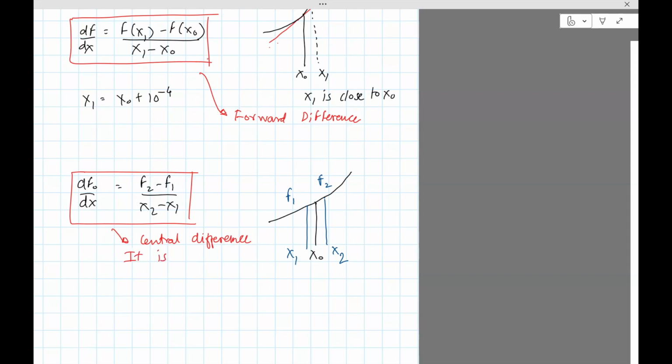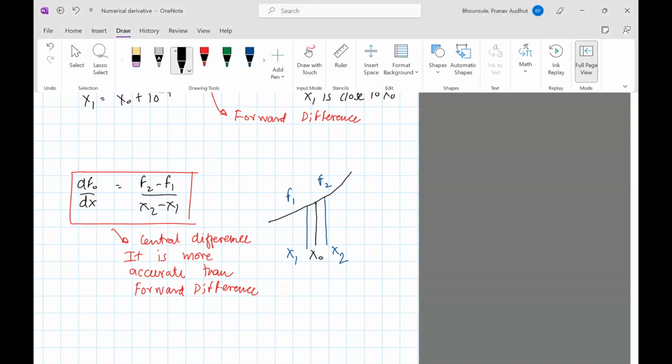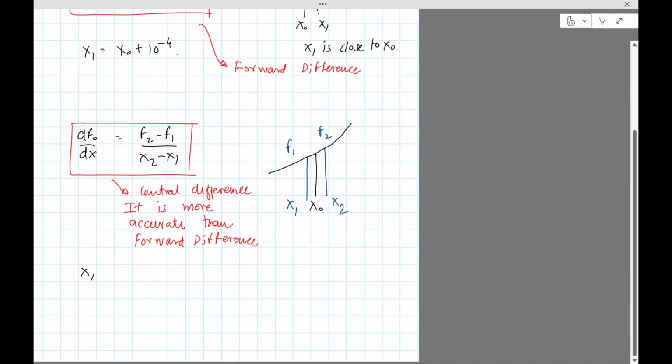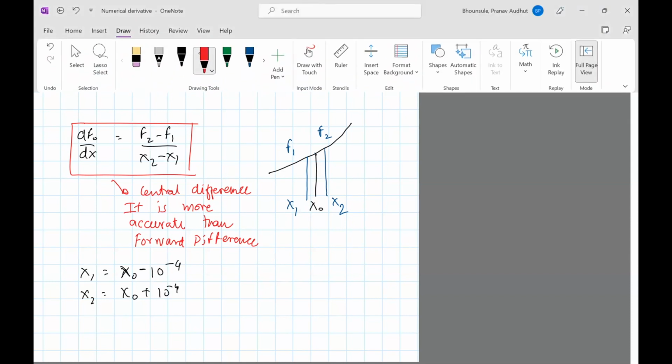It is more accurate than forward difference. So the only thing you need to choose is x1, x2. Typically you'll choose x1 to be x0 minus 10 raised to negative 4, and x2 is x0 plus 10 raised to negative 4. So that's the user chosen quantity.